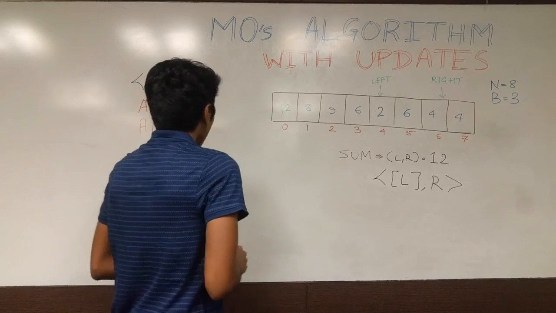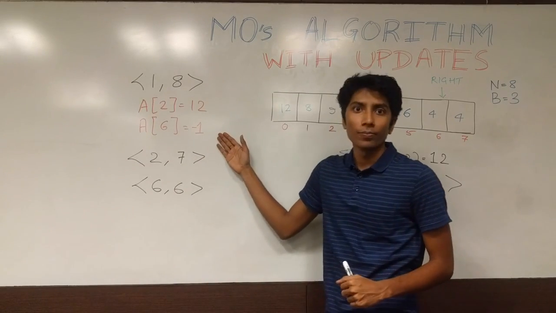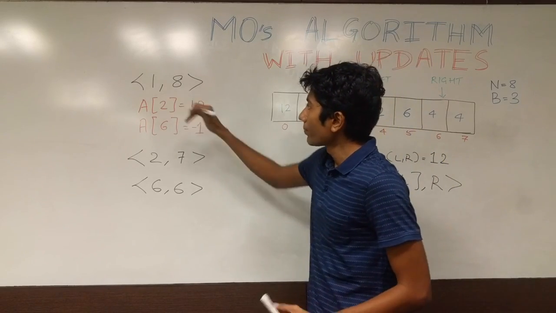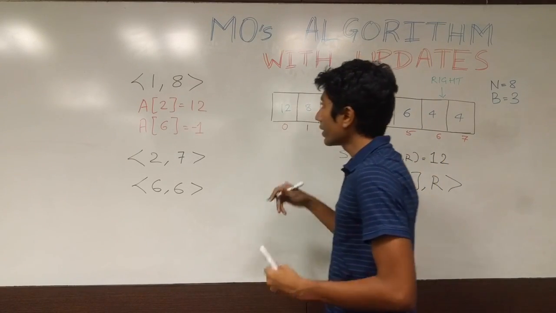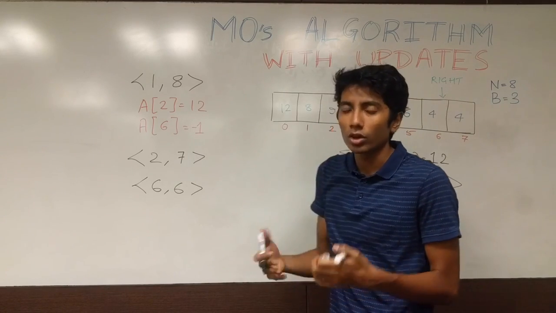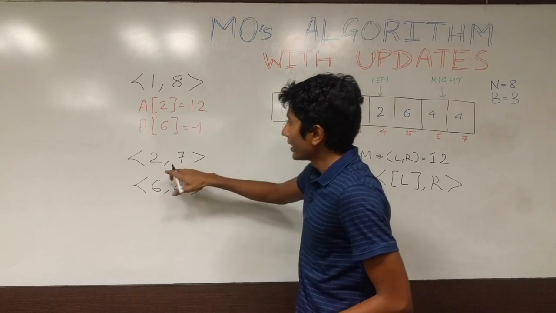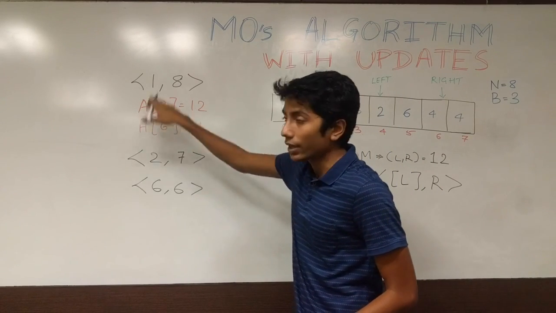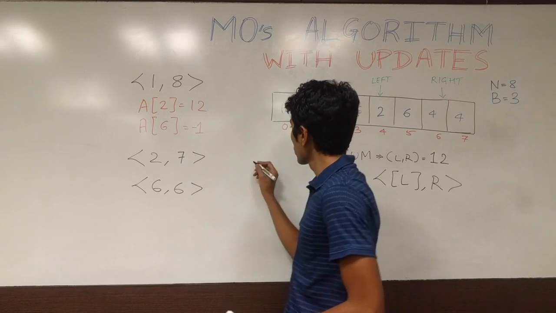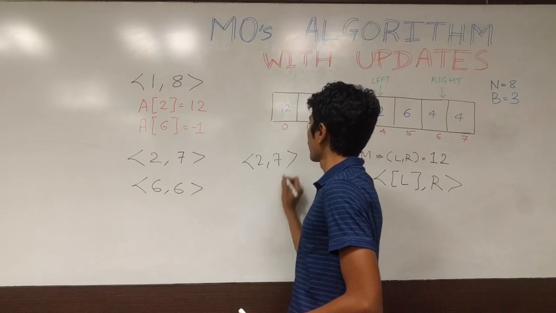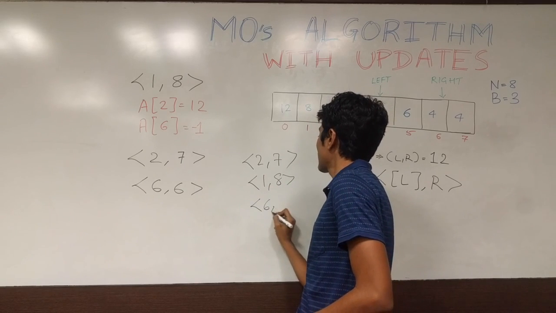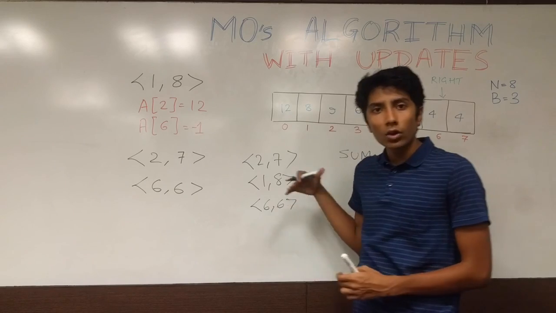Okay, so what happens if you have point updates over here? Now you have a problem, because firstly, when you sort these queries, you're going to get the order. Block size is equal to 3 and n is equal to 8, so block size should be equal to 3. The left block index of these two are the same, but the right index of this tuple is smaller. So you'll have 2, 7, 1, 8 and 6, 6. Now this is without the updates.